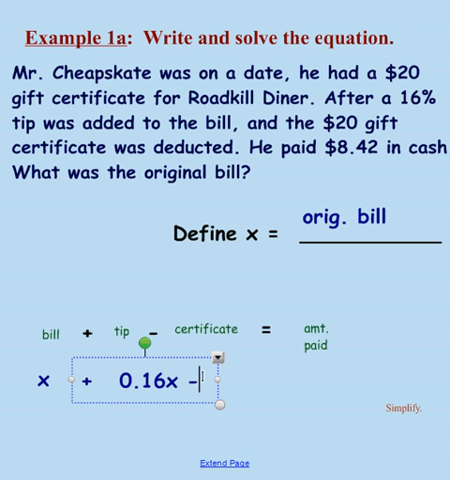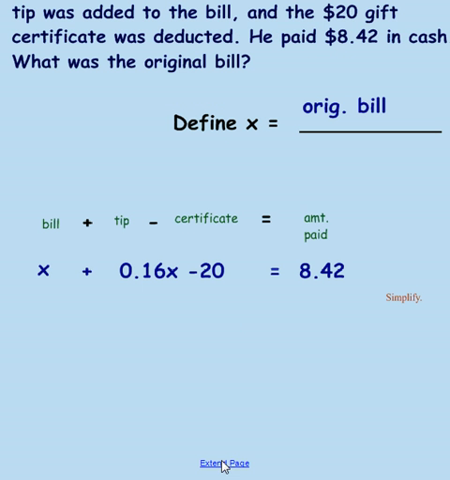Then you need to just subtract how much your gift card was, which was $20, I believe. And that is going to be equal to, I believe, $8.42. So let's see if that makes sense. Bill, tip, minus certificate equals our total.